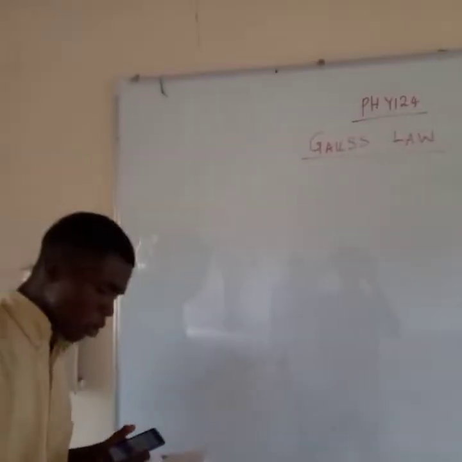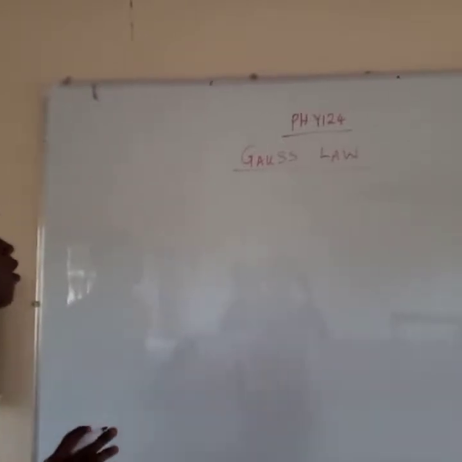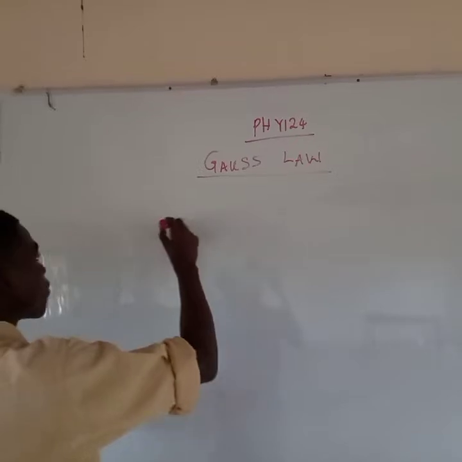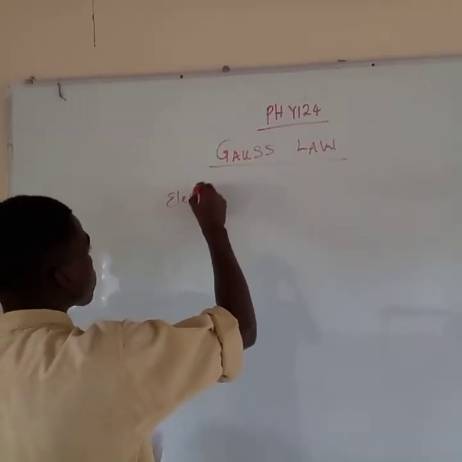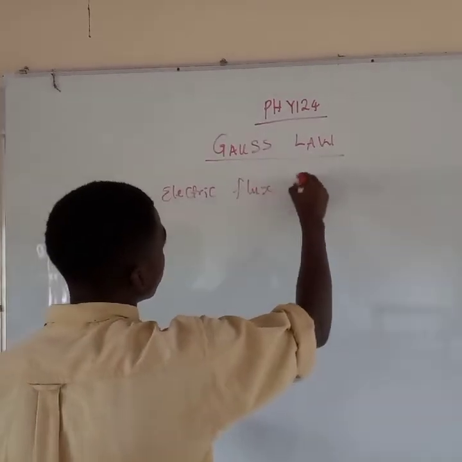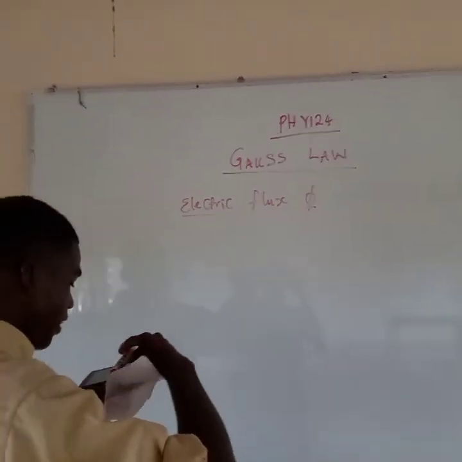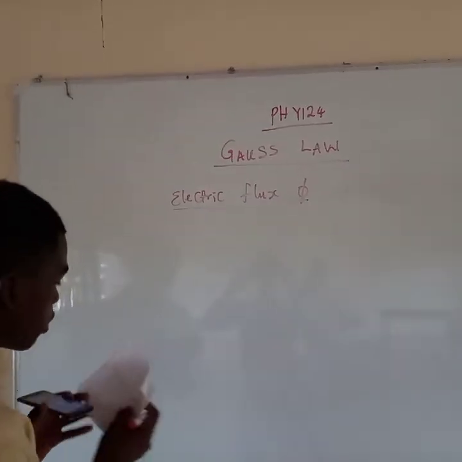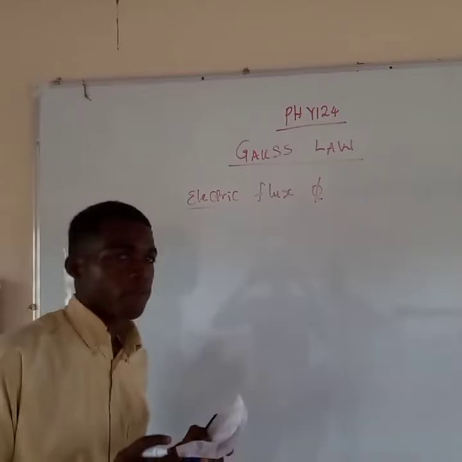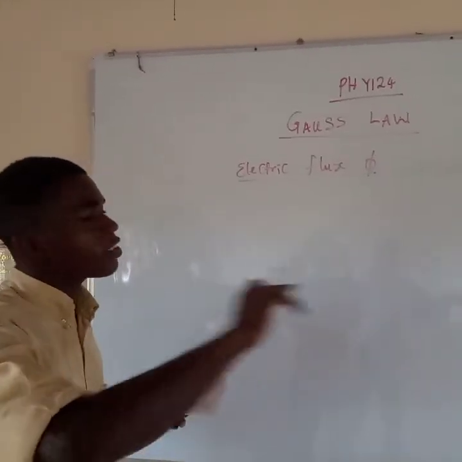So under Gauss law, first of all, we can't understand Gauss law because we need to understand the concept of electric flux. So we are going to be defining what is an electric flux. So what is an electric flux? Electric flux is the number of electric field lines passing through an area.